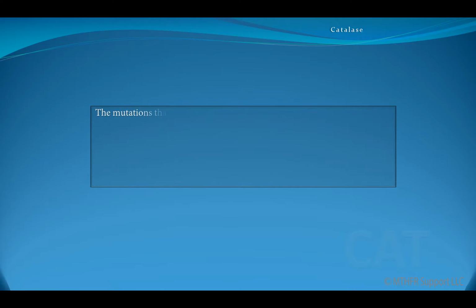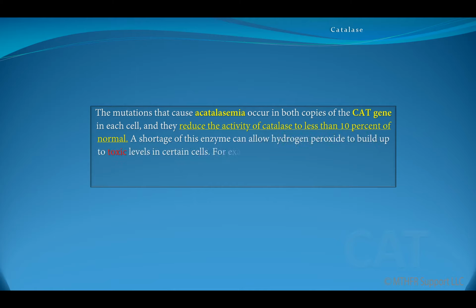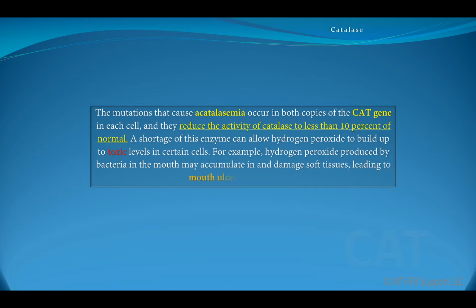The mutations that cause acatalemia occur in both copies of the CAT genes in each cell, and they reduce the activity of catalase to less than 10% of normal. A shortage of this enzyme can allow hydrogen peroxide to build up to toxic levels in certain cells. For example, hydrogen peroxide produced by bacteria in the mouth may accumulate in damaged soft tissues, leading to mouth ulcers and gangrene.